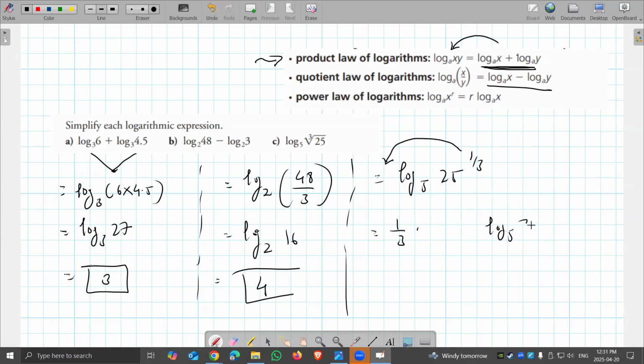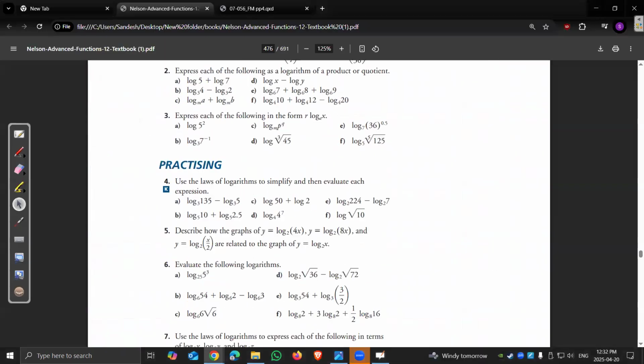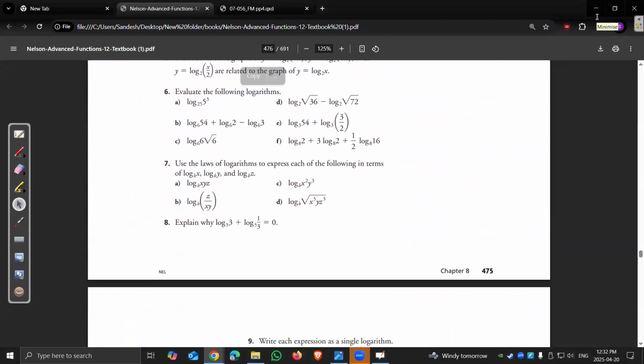So log base 5 of 25. Again, you want to think of this exponentially, right? There exists some number x where this equation becomes true. What is x? 2. So log base 5 of 25 is 2, and the 1/3 comes outside using the power rule. Therefore, the final answer is 2/3, and you're done. Cool? Is this difficult? No.